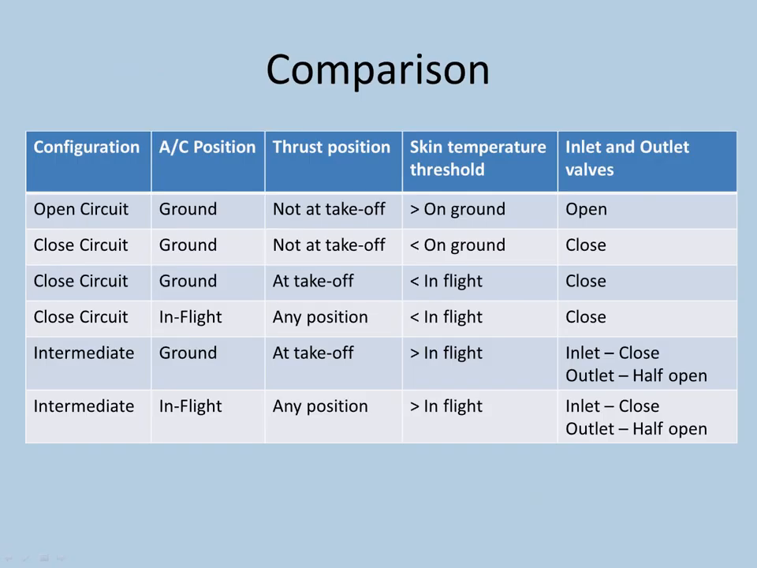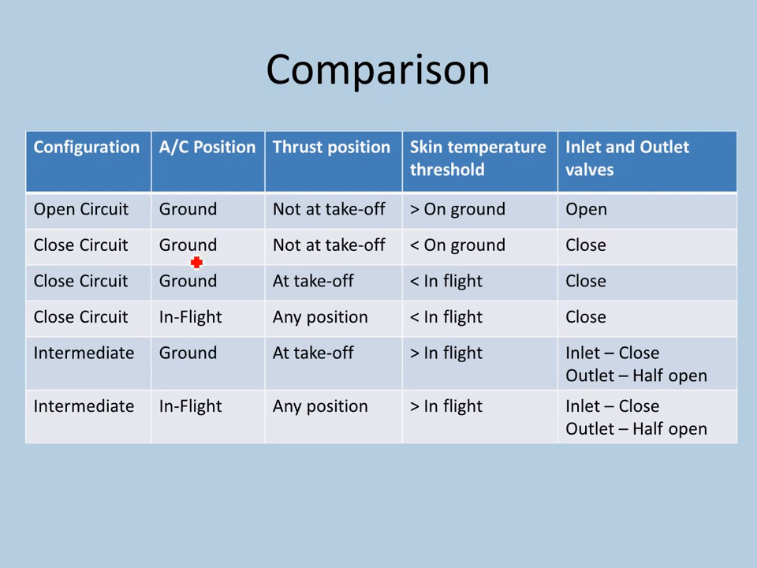Now I've tried to summarize in a table. I'll keep this slide open for a few seconds so you can understand. All right, as you can see here, open circuit will be on the ground and thrust not at takeoff, with temperature greater than on ground threshold. On ground is 12 degrees and increasing, 9 degrees and decreasing. You will be in open, with your inlet and outlet valves open.